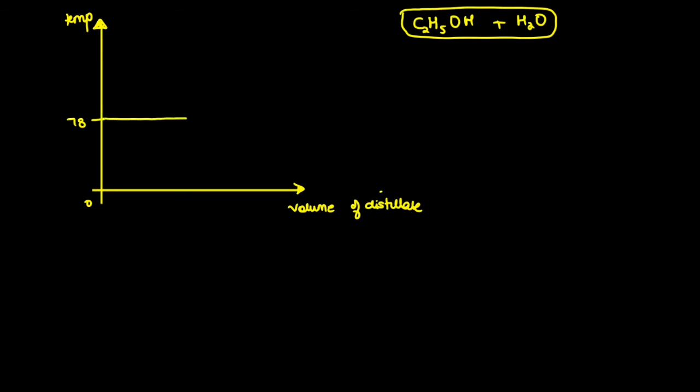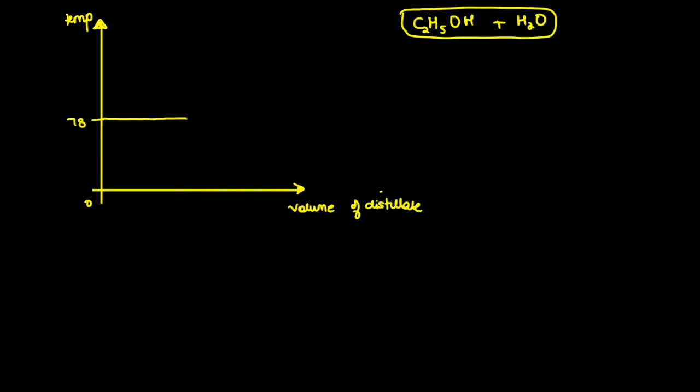Now the temperature will remain constant, and the volume of distillate will start to increase. Why? Because the ethanol is being evaporated and condensed simultaneously. And if anyone asks why the temperature remains constant, he should refer back to the States of Matter chapter, in which I clearly told that during change of state the temperature remains constant. Alright, so volume of distillate and temperature for 78.